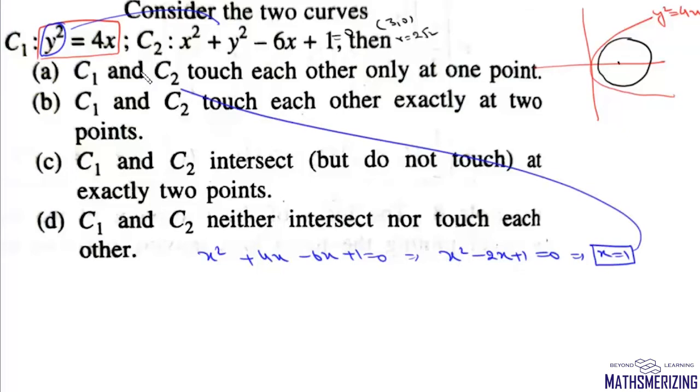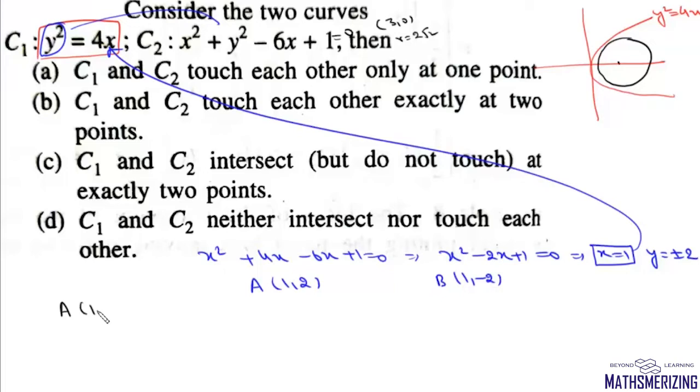Now we'll put x equals 1, we'll get y as plus or minus 2. So we have 2 points of intersection, say A, which is (1, 2), and B, which is (1, -2). Now at these points of intersection, we need to find whether these two curves will touch each other or just intersect each other.